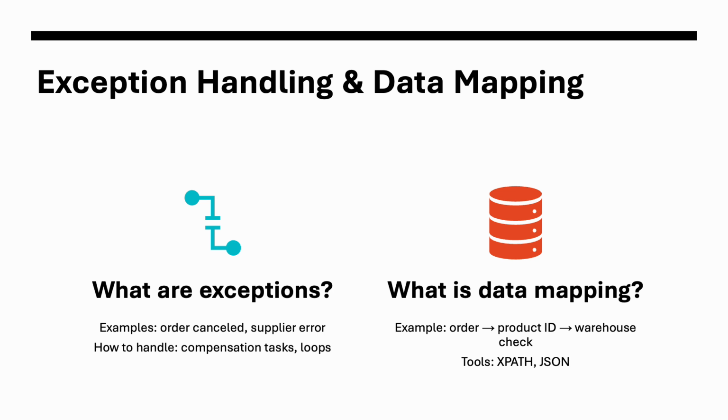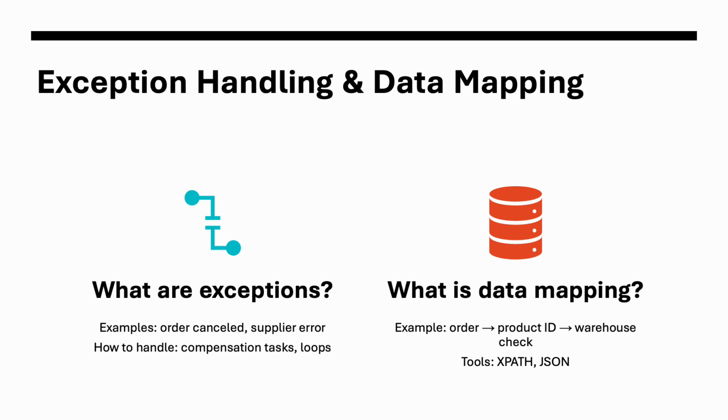First, think of exceptions as all the what-ifs in a process, like when a supplier runs out of stock or a customer cancels an order at the last minute. These situations can throw a wrench into our plan. To make sure the BPMS doesn't get stuck, we need to define what should happen when things go wrong, like returning a product or issuing a refund. This is where our exception handlers come in. They're like a safety net for our process.